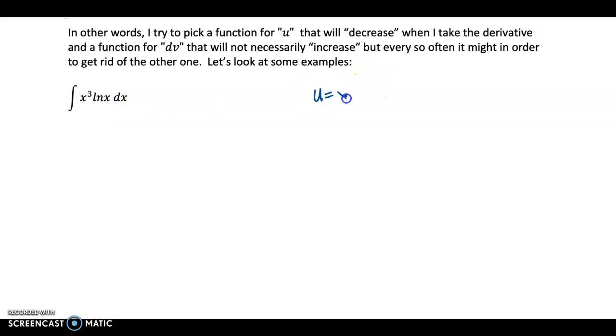So if we make u equal to x to the third, this portion is going to be our u, and this portion right here would be our dv if we're going with this example. So just hang on, we're going to go through this example and then I'm going to show you why it does not work. If I were to continue by taking the derivative of u, I'd get 3x squared dx, which makes perfect sense. That's great.